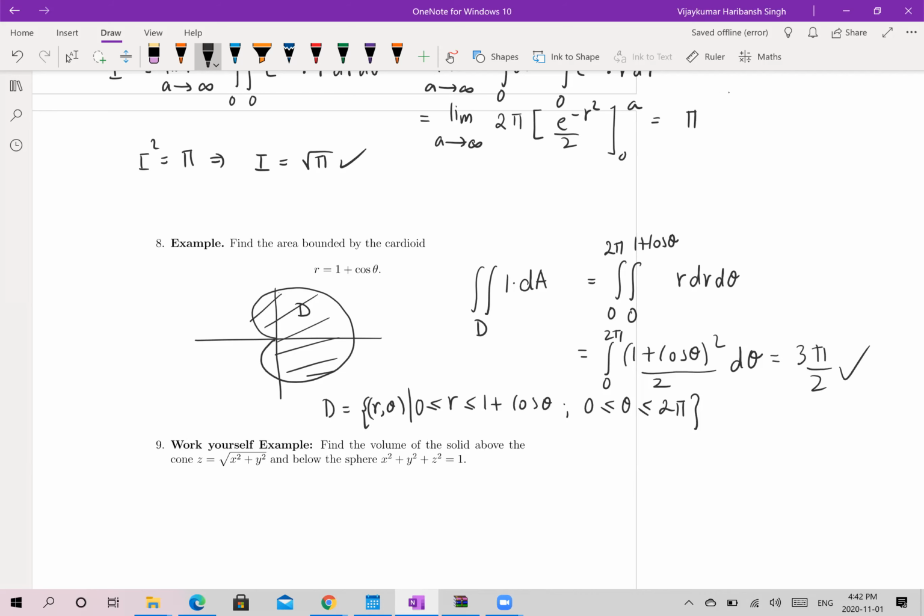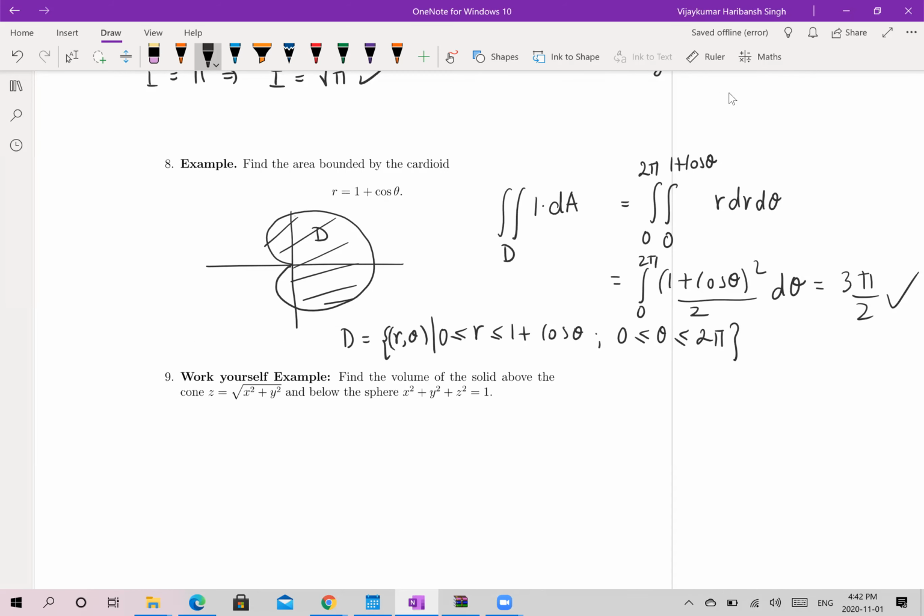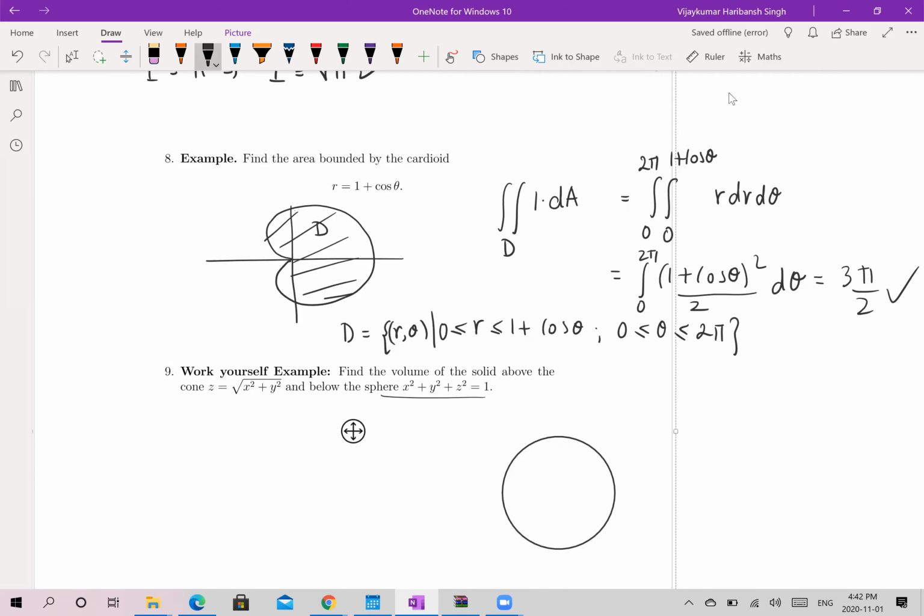Okay, so this is an example you should work yourself. Note that this is an intersection of a cone, z equals square root of x squared plus y squared, below the sphere and above the cone. So when you draw the sphere, this is how a sphere will look like. So this is a scenario. First you will need to project it down to this circle here, and this will be your region D.